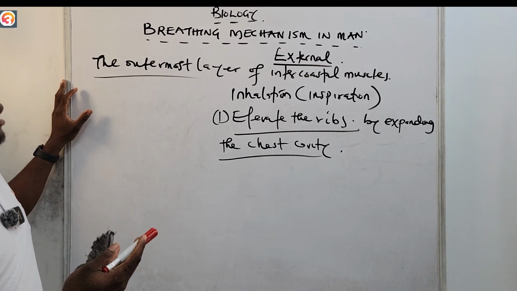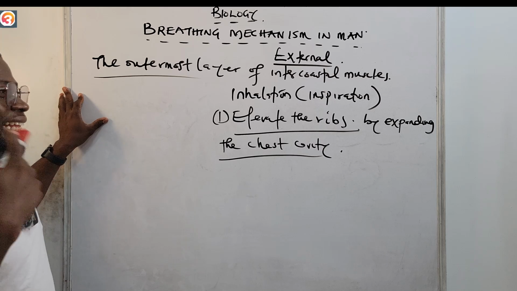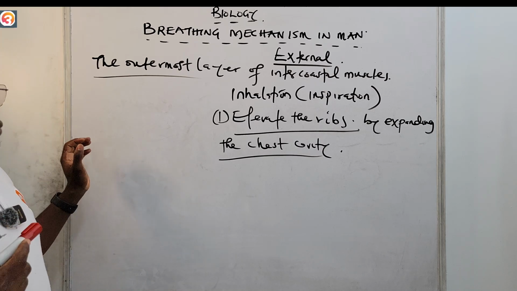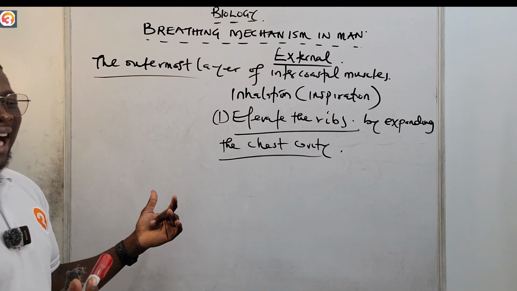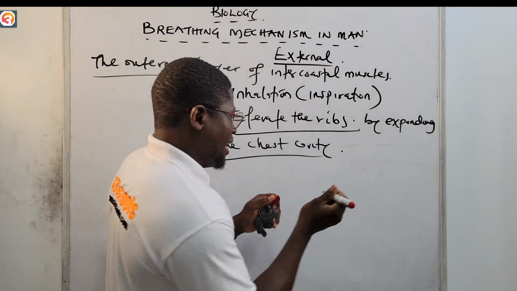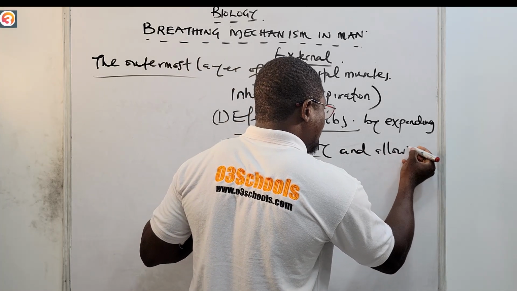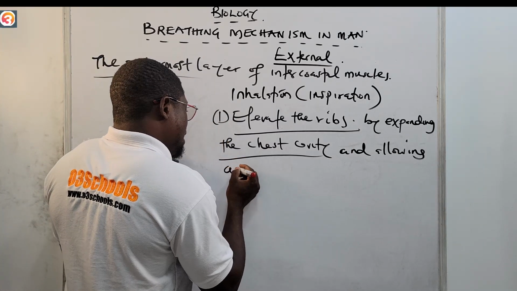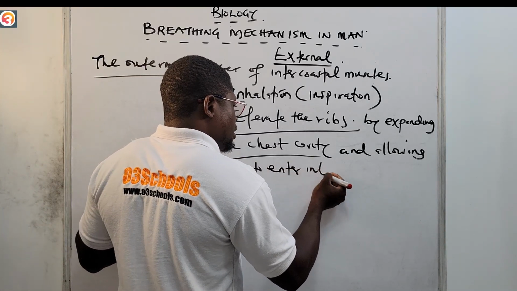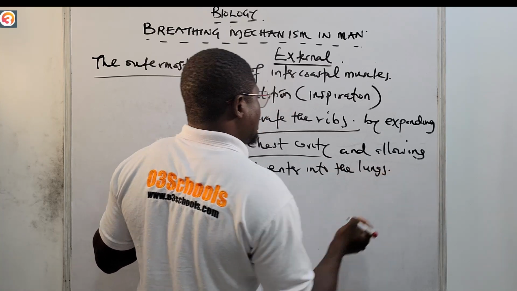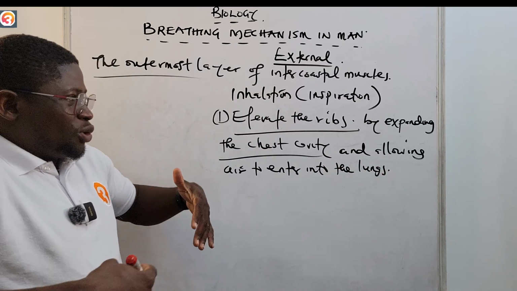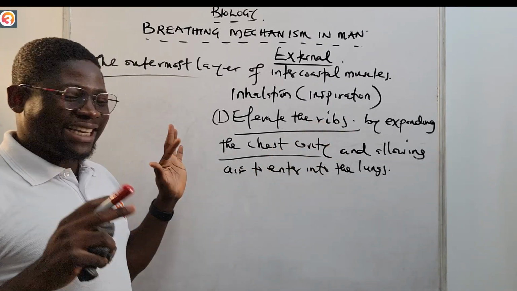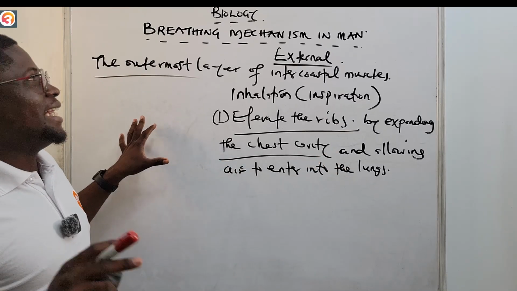The outermost layer of the intercostal muscles is primarily involved in inhalation or inspiration, and the primary function is to elevate the ribs by expanding the chest cavity and allowing air to enter into the lungs. That is the major reason why we breathe in. Please take note of that. The major function is to elevate the ribs, to increase it in size, by expanding the chest cavity and allowing air to enter the lungs.